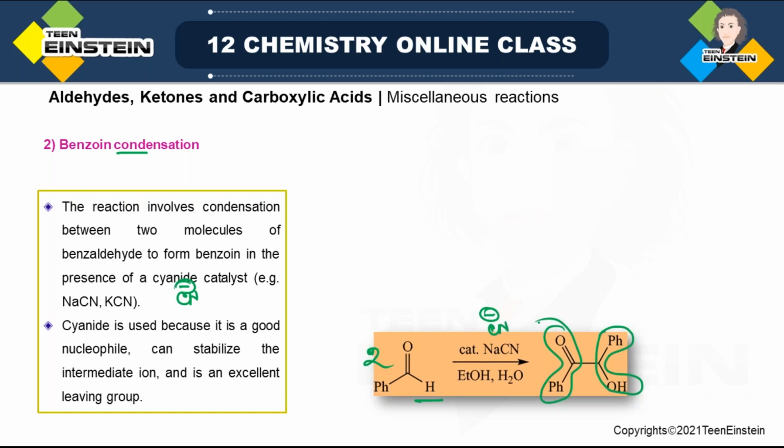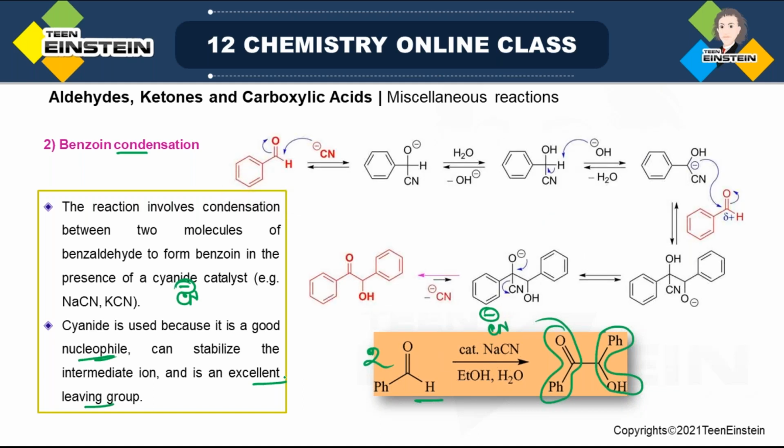Now the reason why we use this catalyst: it is a good nucleophile. Okay, then it can stabilize the intermediate ion. We will also see the structure, and also it is an excellent leaving group. Now this property of excellent leaving group is very important because ultimately it has to leave the molecule. It is not finally present in the molecule. So if it has good leaving capacity, it will be better.